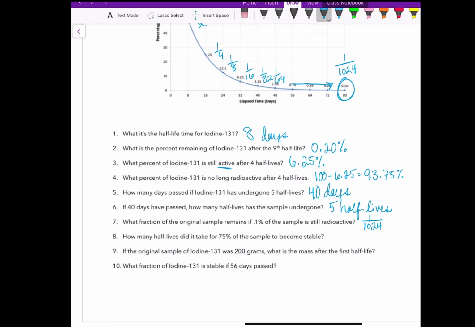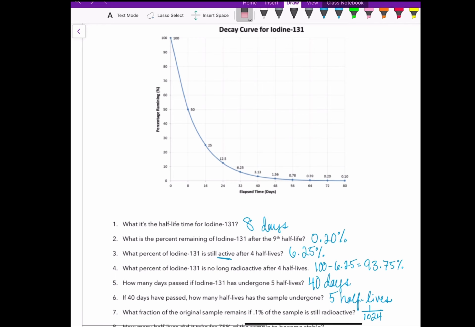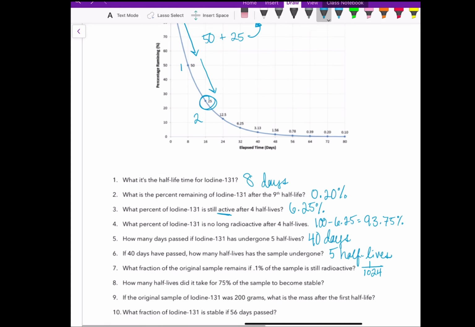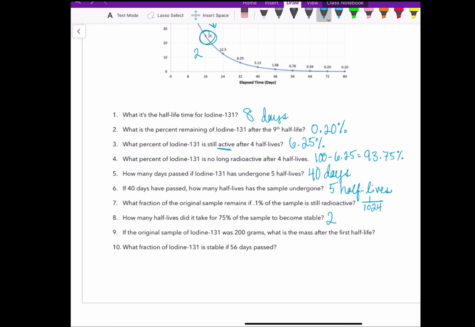Number eight, how many half-lives did it take for 75% of the sample to become stable? So if we're looking at 75% stable, that means 75% has already decayed. So this is our percent remaining. After this first one, we have 50% that is decayed, and then after this one we're going to add another 25% to it for decay, which gives us 75% has now decayed, because at this point we have 25% left. 100 minus 25 would be 75. So this would be our first and then our second half-life, so it takes 2 half-lives.